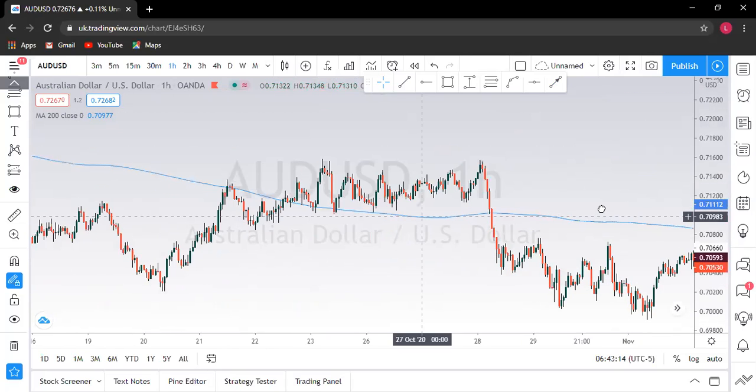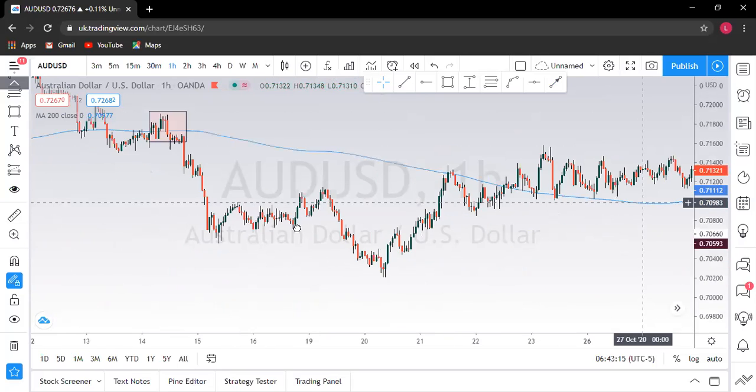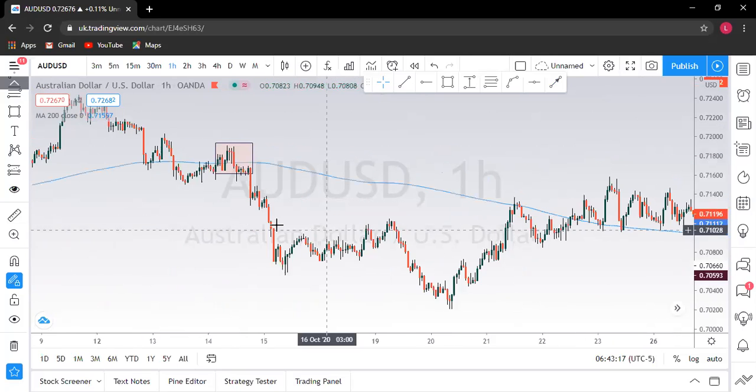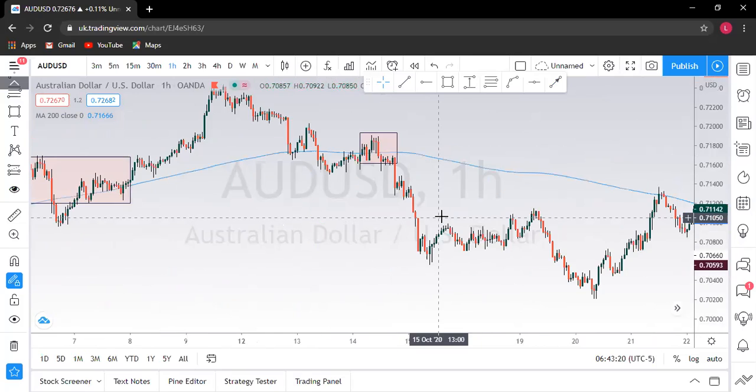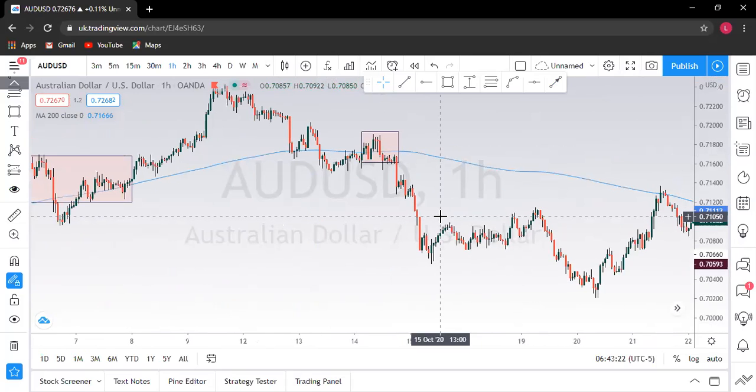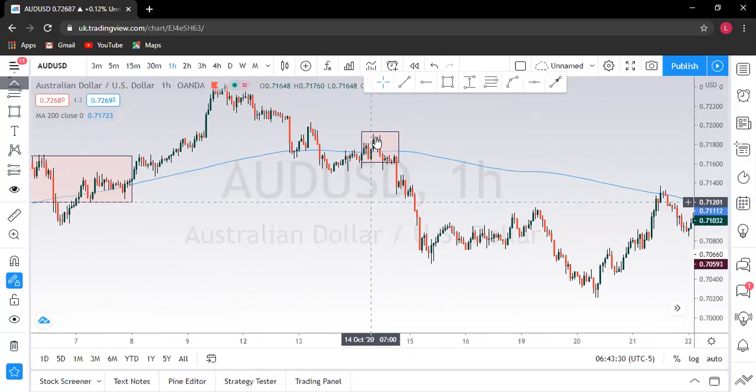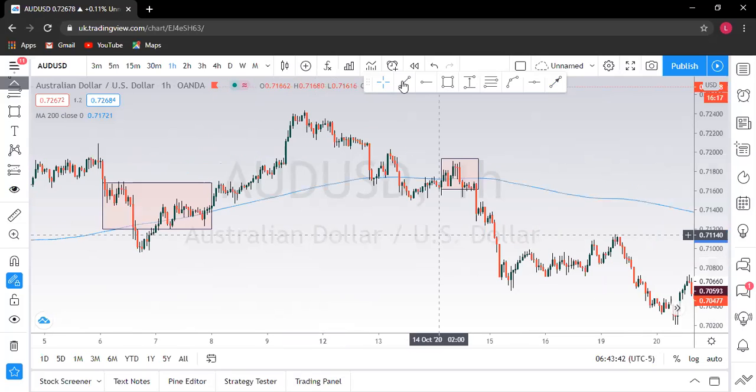So I would like to go to market structure and show you examples of what head and shoulder looks like. You understand? So look at this. This is an example of head and shoulder. Look at this place. Yeah, look at it.